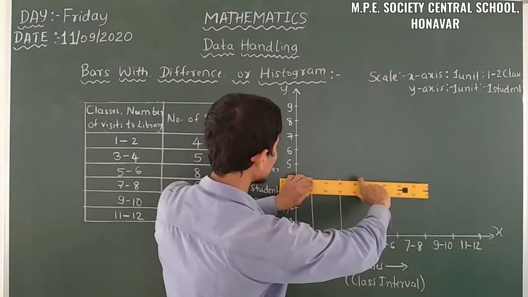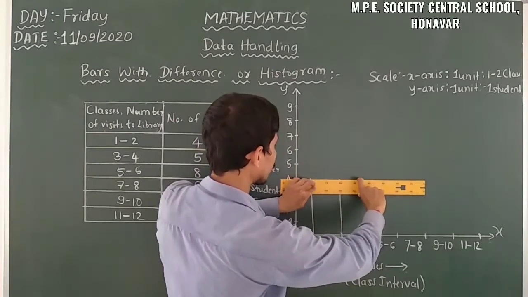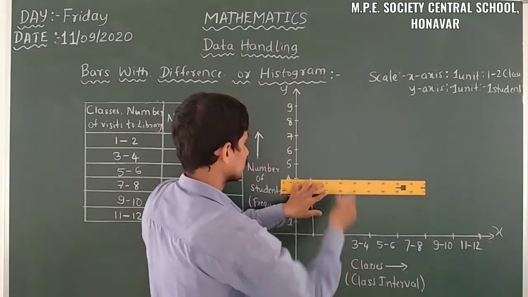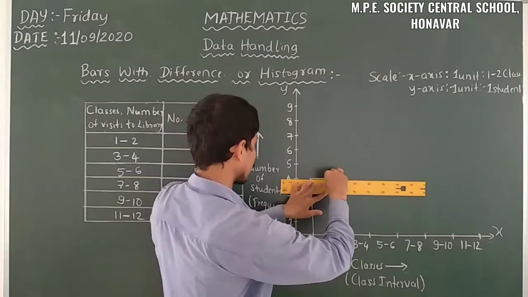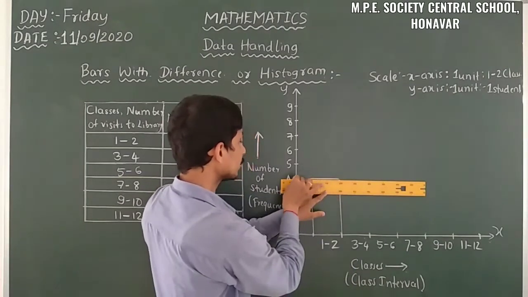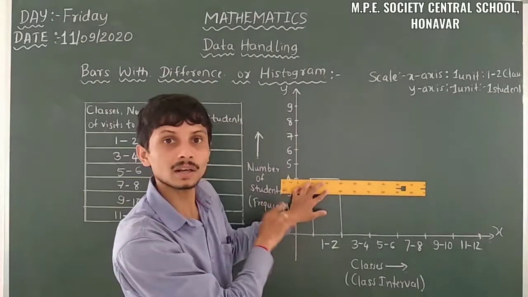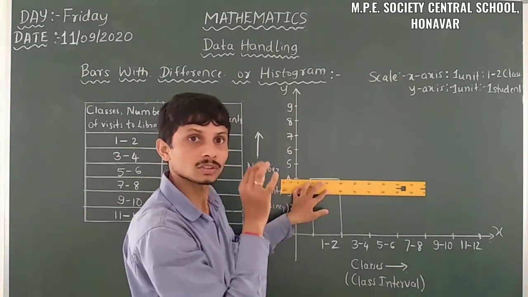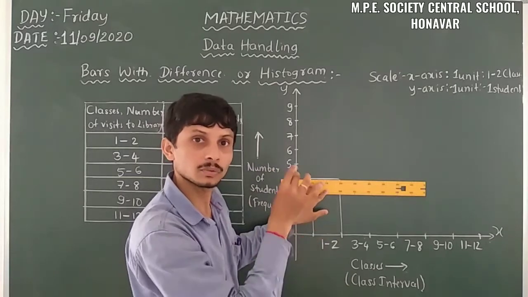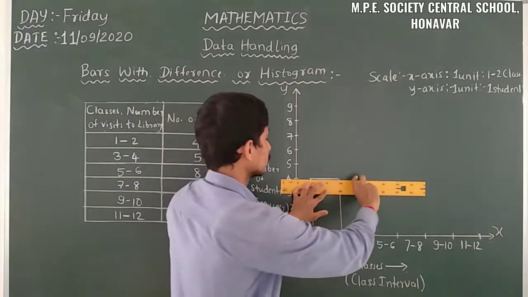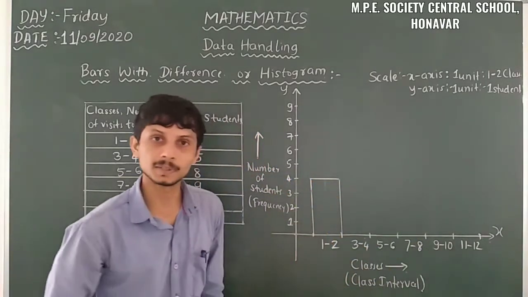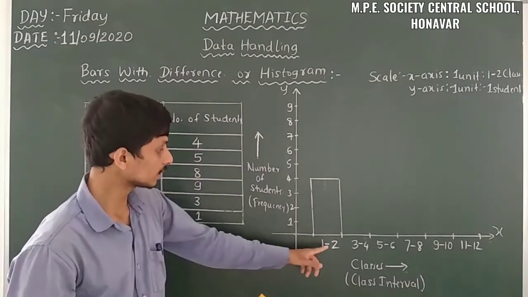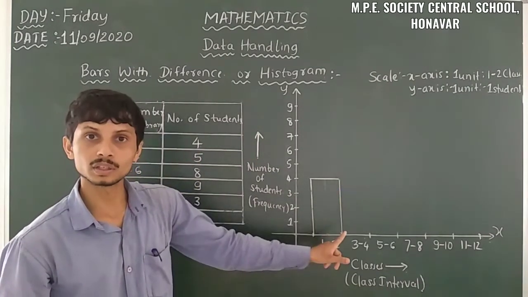Then what we have to do? We have to join the end points here like that. So here we have to join like that. This will be exactly equal to the mark of 4. Likewise we have to create each bar. So here one bar is completed. So it is representing 1 to 2.